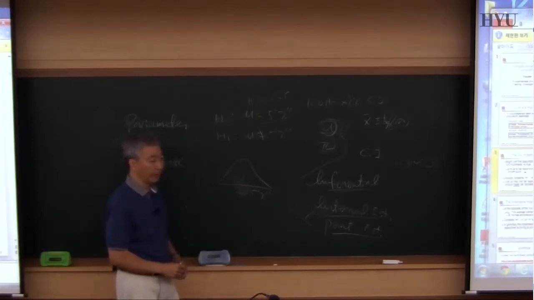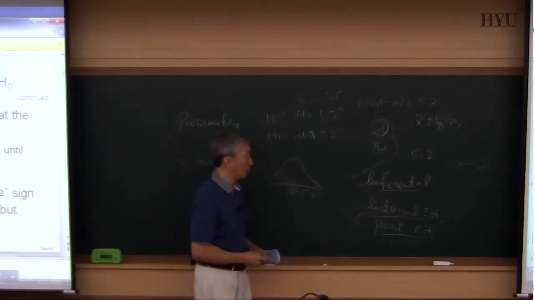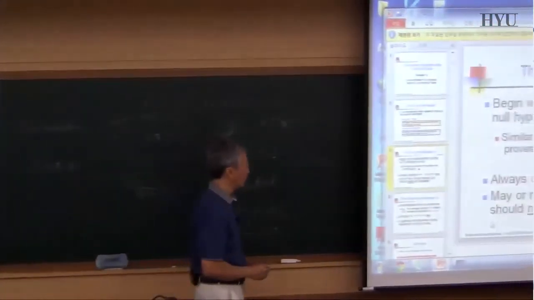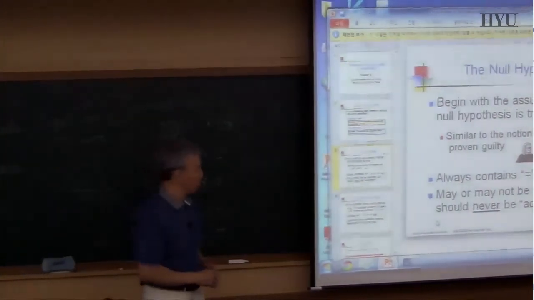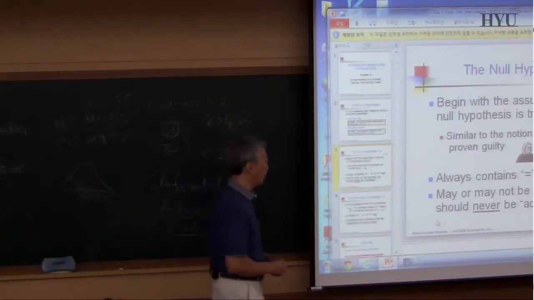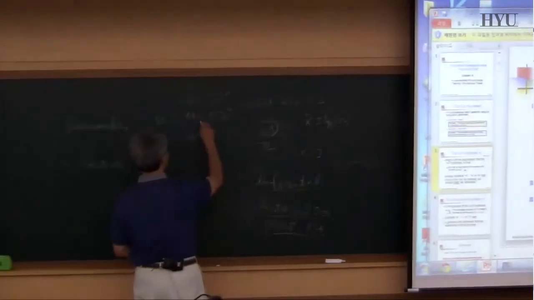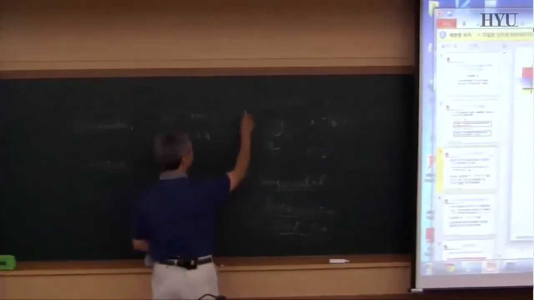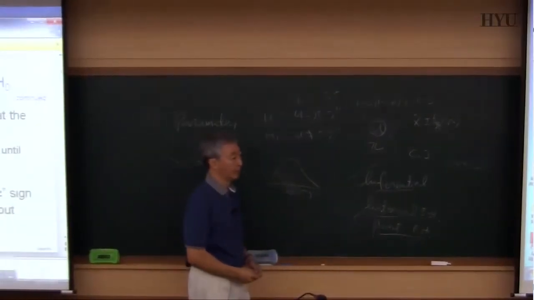And based on that, we're going to evaluate the resulting data and make a conclusion. So keep that in mind. We start out by assuming that the null hypothesis is true. It always contains an equal sign. So the null hypothesis either has equal, greater than or equal to, or less than or equal to. You can have three different cases for the null hypothesis.